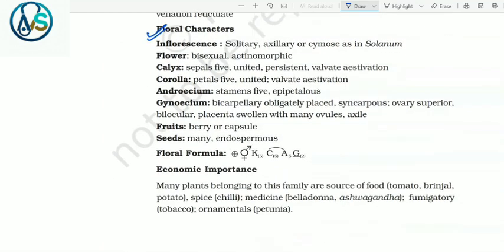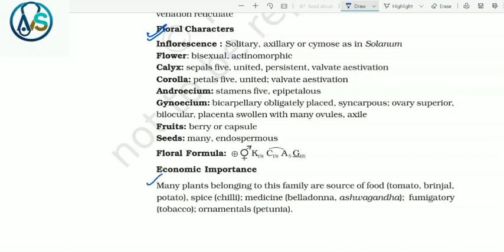Floral characters: inflorescence solitary, axillary, or cymose as in Solanum. Flower bisexual, actinomorphic. Calyx: sepals 5, united, persistent, valvate aestivation. Corolla: petals 5, united, valvate aestivation. Androecium: stamens 5, epipetalous. Gynoecium: bicarpellary, obliquely placed, syncarpous, ovary superior, bilocular, placenta swollen with many ovules, axile. Fruits: berry or capsule. Seeds: many, endospermous.